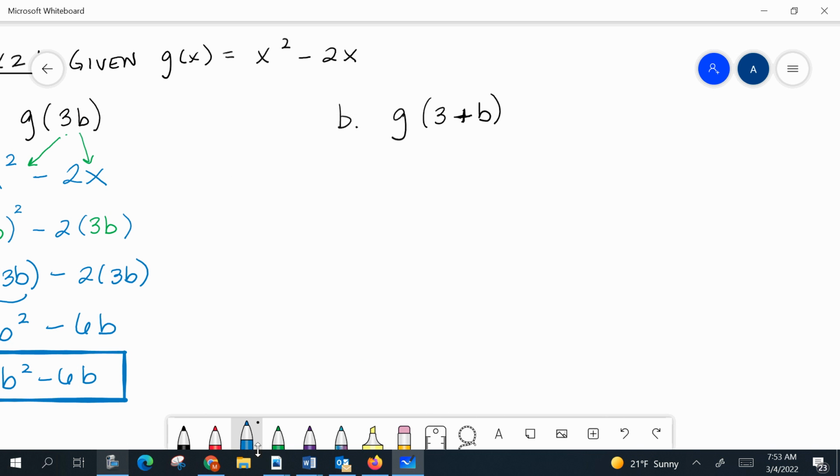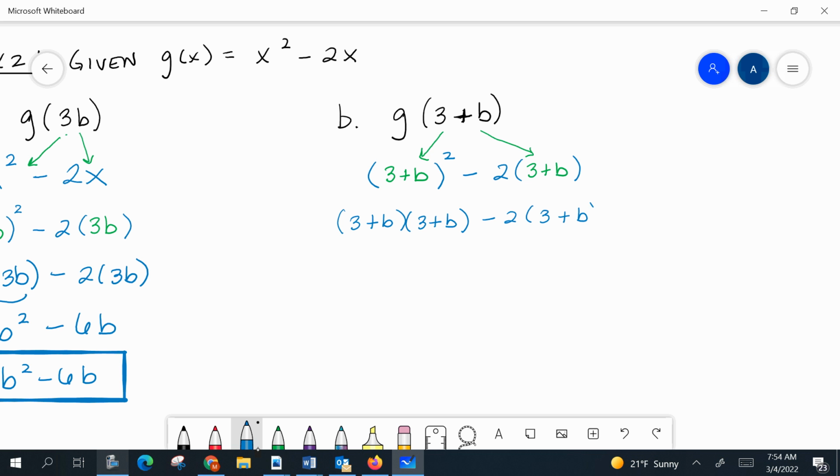So again, we're going to go into the g function, and in for the first x, we're going to plug in 3 plus b and square that quantity, minus 2, and replace the second x with a 3 plus b. So you can see here that the 3 plus b substitutes into the first x and inputs into the second x. Now, like I said, whenever something is squared, we need to write that quantity twice, and we've got a little bit of distributing to do this time.